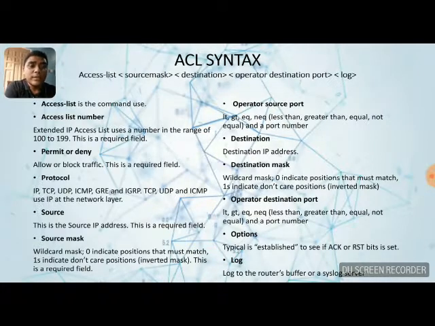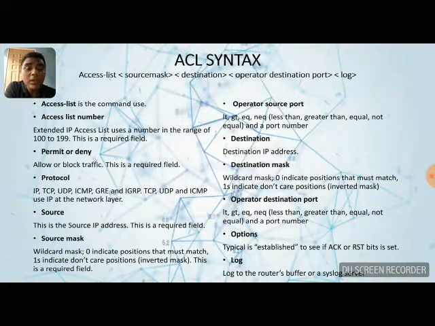So the next slide is ACL syntax. Access-list is the command used. The access list number shows the extended IP access list, which uses a number in the range of 100 to 199. The next command is permit or deny. This will allow you to block traffic. The protocol command is to show IP, TCP, UDP, ICMP, GRE, IGRP and so on. Source is to show the source IP address.